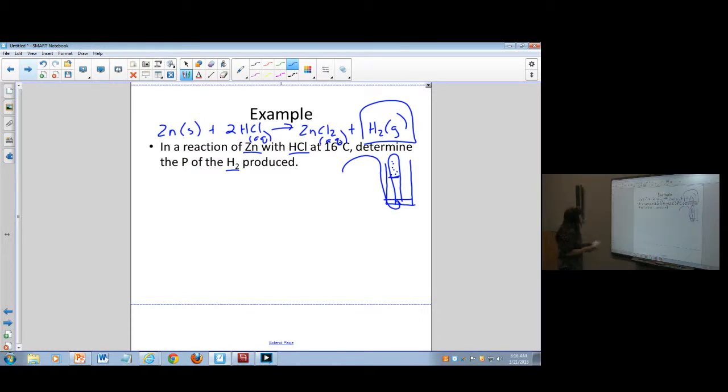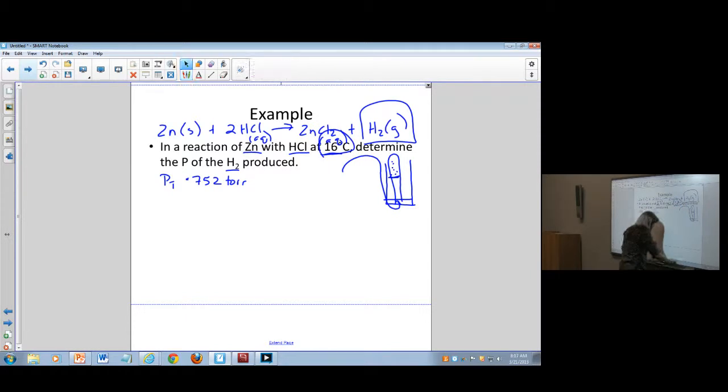So we've got a reaction at 16 degrees. And what else do we know? We should know that the total pressure is equal to 752 torr. And do we care outside of that what the volume is? Not particularly, okay? But we do need this temperature at 16 degrees.